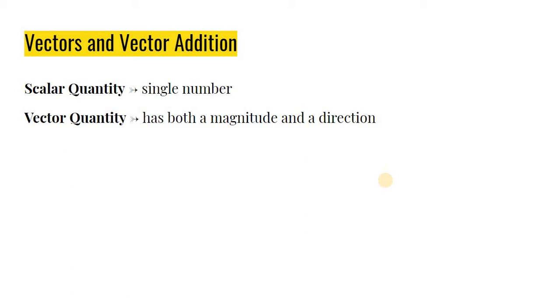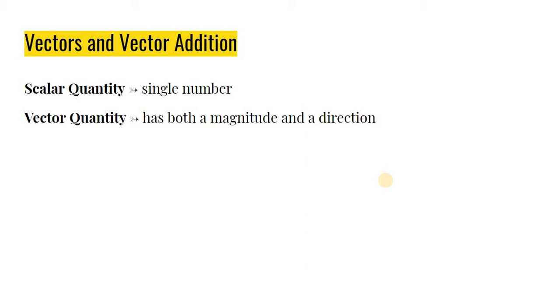Or for the length, 10 meters. So that's also a scalar quantity. Another example is temperature, 30 degrees Celsius. That's also a scalar quantity. So it's just a number, a physical quantity. But when we say vector, it has both a magnitude and a direction. So it has a number but with a direction.